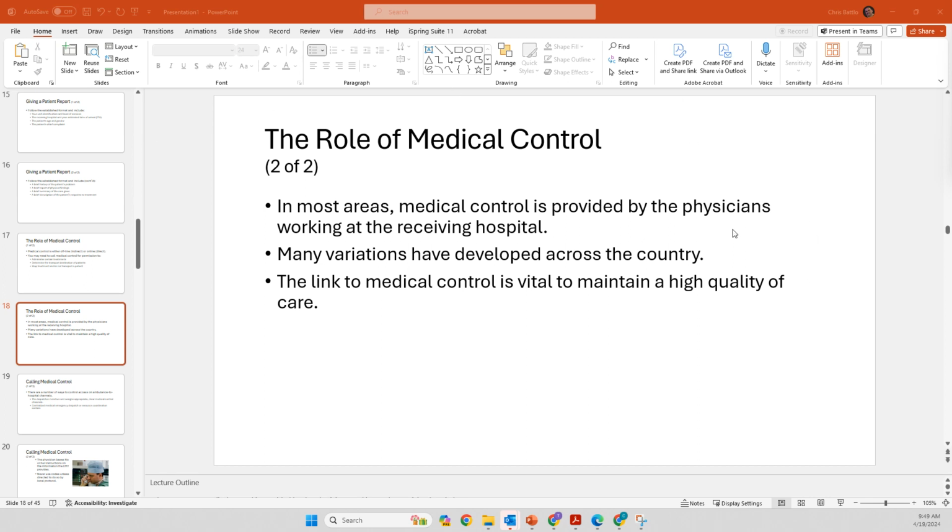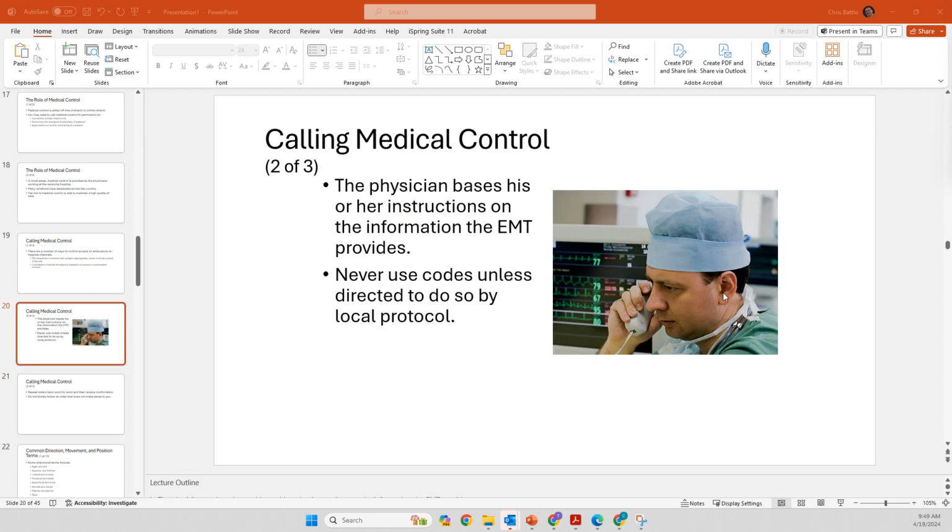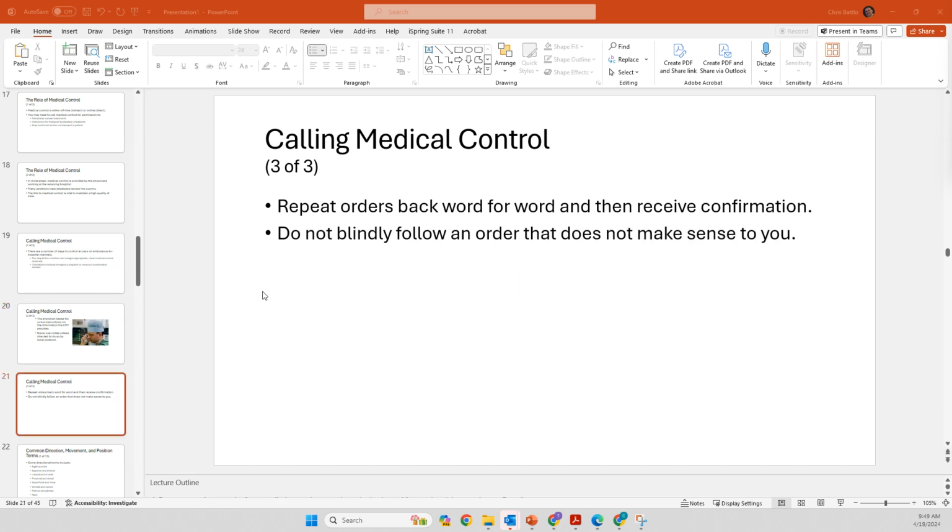Most places you're talking to a physician, but a lot of times a nurse will take the report, turn around and talk to the physician, and give it back. That's fine, it's up to them. You can call them on the phone or on the radio. If those are down, you can always go through your dispatch center. Make sure you provide them enough information to help you make the decisions that you need to make.